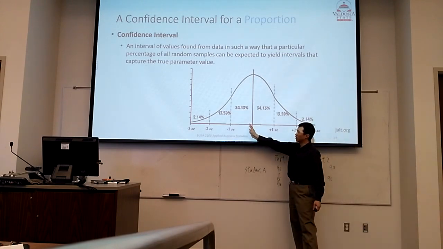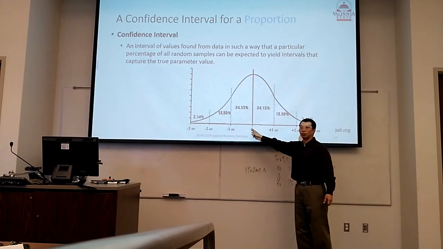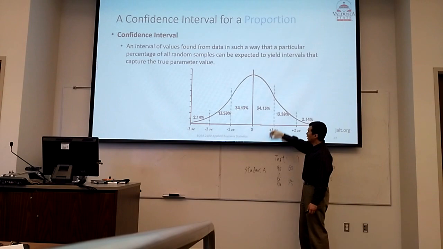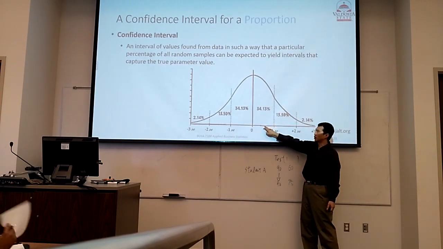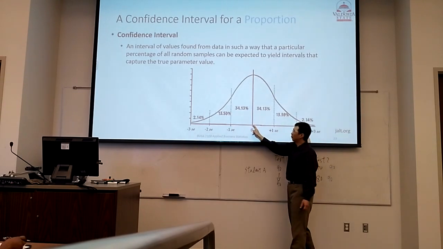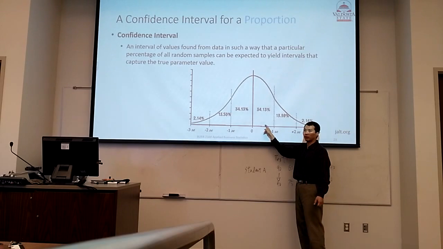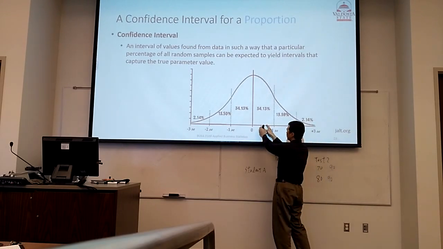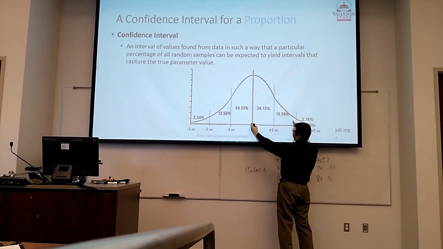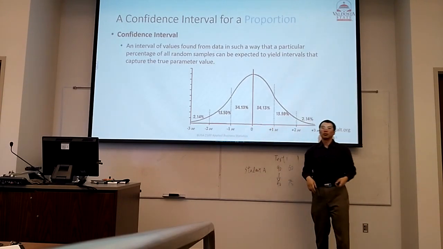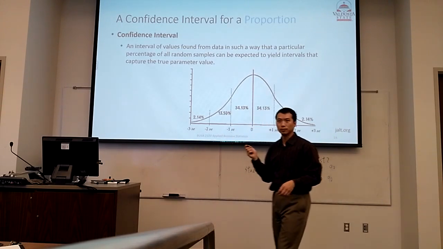For example, this is the true population parameter, the true proportion. So if we have the sample statistic here, this true population parameter is 1 standard deviation away from this sample. And if we construct a confidence interval using the 1 standard deviation here, we will have this one. So this population parameter will be in that region.